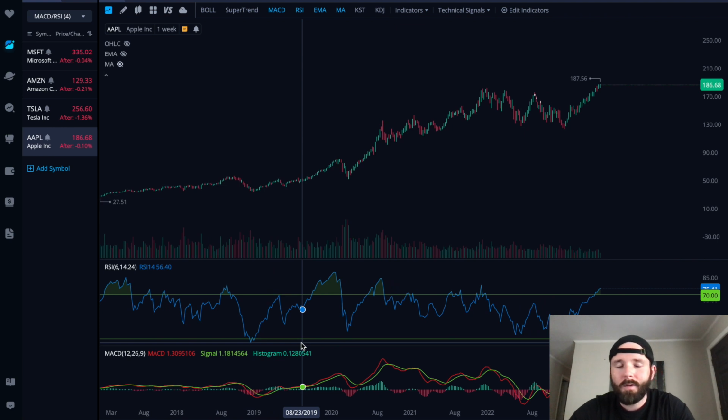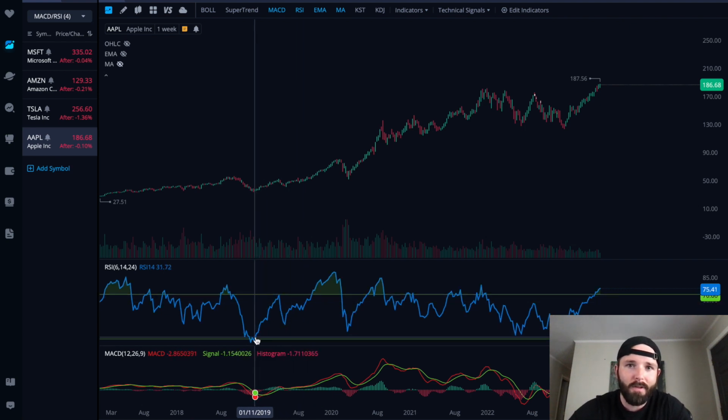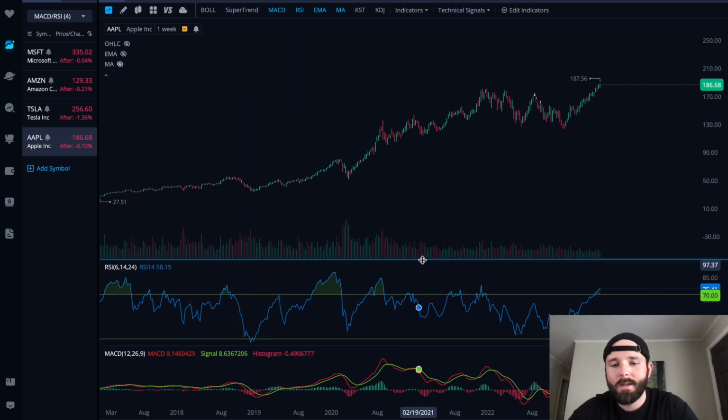And so for your regular investor, you might not think about it much, but it's worth looking at the chart. You don't want to buy halfway in. You want to buy at the lows. And so this 30 on the RSI is helpful.